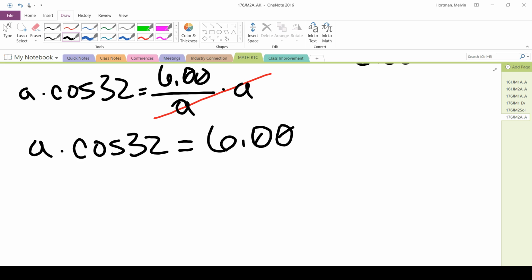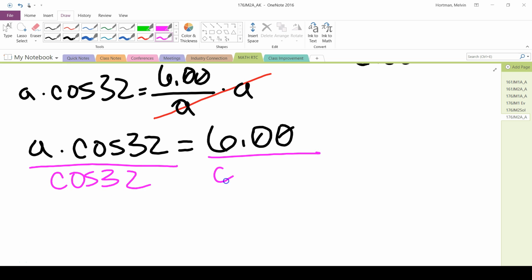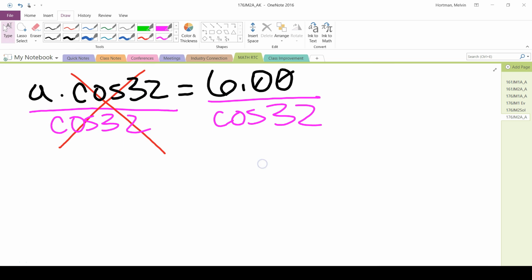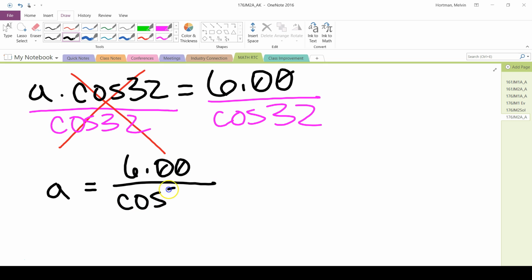To get A by itself, we can divide both sides by cosine of 32. Remember, we're not changing the equation at all if we do the same thing to both sides of the equation. So the cosines of 32 cancel out. And what we're left with is A equals 6 over cosine of 32. Let's go to our calculator to solve this out.